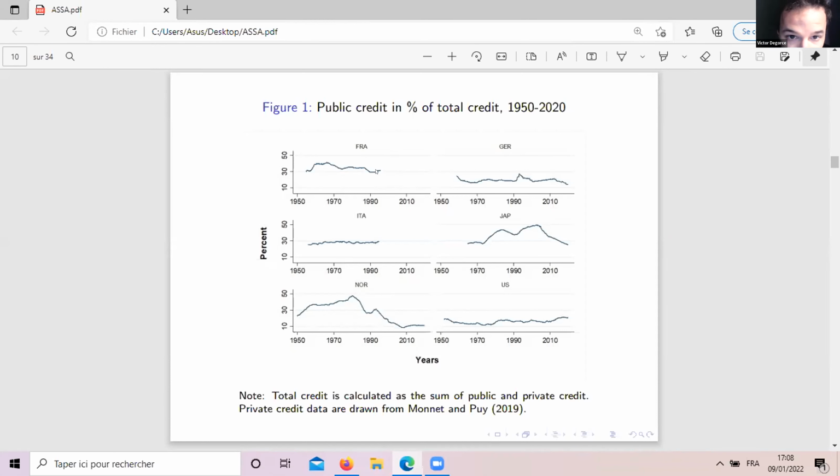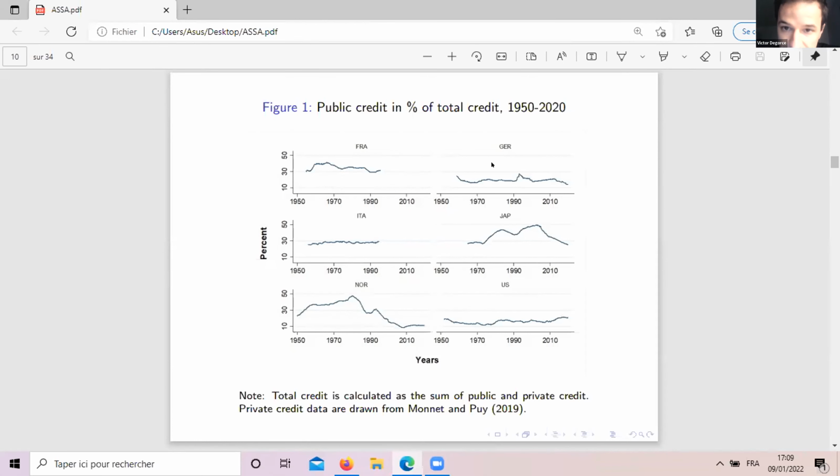So in France, the share is roughly stable until the early 2000s, then it drops quite significantly, and today it's around 10%. So you can visualize it with this estimate. In Italy, the drop is quite brutal in the 1990s, and today it's around 10%. But in France, it's quite stable until the mid to late 2000s.